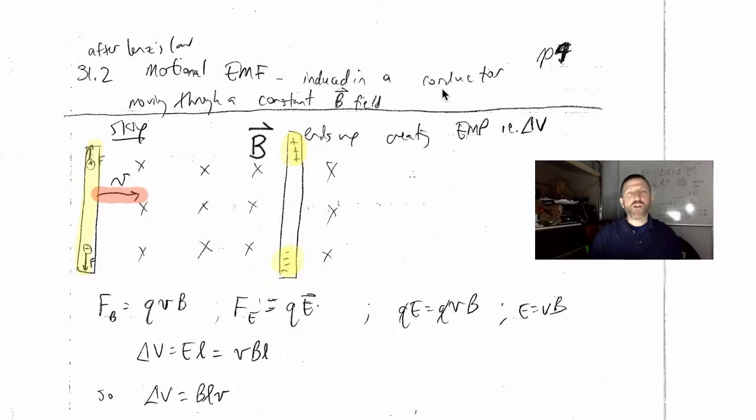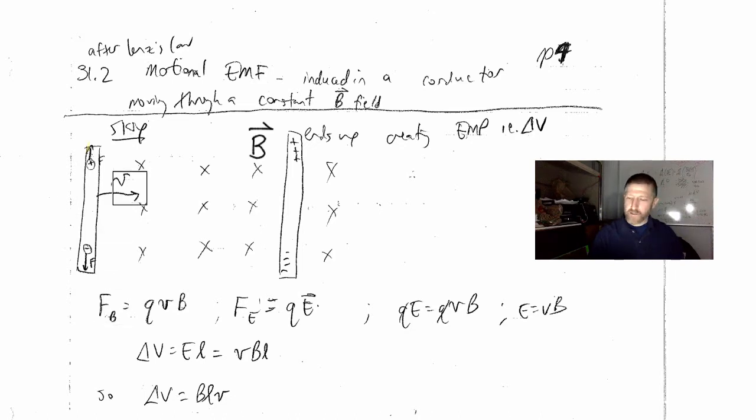Here is the situation for what we call motional EMF. There are a couple of different ways to look at this motional EMF stuff, and I can help you understand that. What we have right here is a uniform magnetic field in a region, and this magnetic field is going into the screen. We have a conducting bar that is moving at speed v to the right.